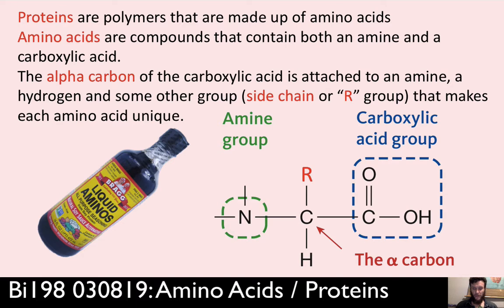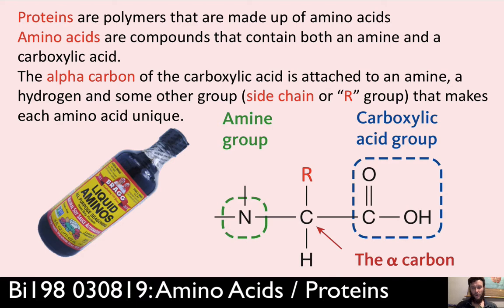One of the oxygens is attached via a double bond, so it's a carbonyl group, and the other oxygen is attached to the carbon via a single bond. And that oxygen is also attached to a hydrogen. So we call that a hydroxyl group, also known as an alcohol group. But when the carbonyl and the hydroxyl groups are attached to the same carbon, it's a carboxylic acid is what we call it.